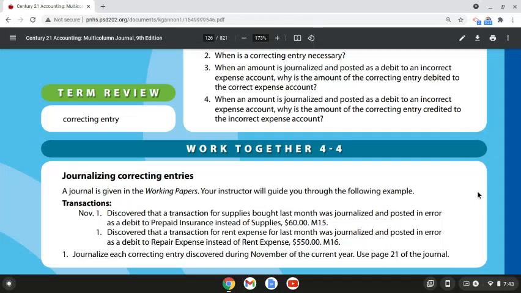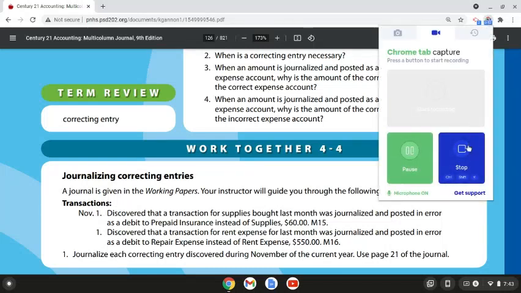So the instructions say a journal is given in the working papers. Your instructor will guide you through the following example. Okay, so in addition to that, we are also given 2 transactions. And it also says down here for number 1, journalize each correcting entry discovered during November of the current year. Use page 21 of the journal. All right, so now that I've read over the instructions, let's jump right into the 4-4 work together.